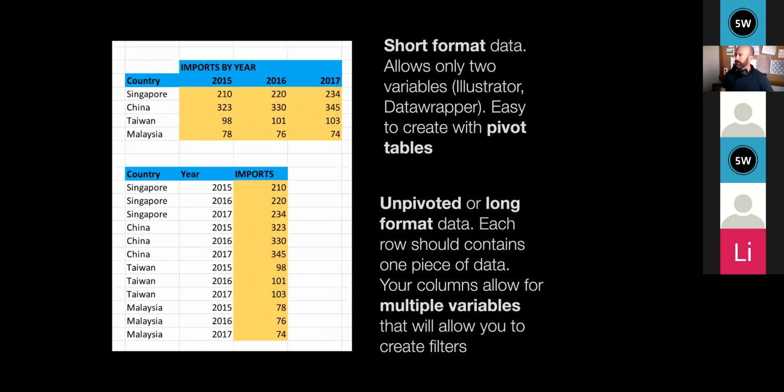The reason we often want to use the second format, the long format, is because it's going to allow us to have multiple variables. If you look at those numbers, then I can plot by country. I can use, for example, color or size by year. I can do the height of bars by imports. I can have more columns like exports, for example. It's more versatile in terms of having things that you can visualize later on.